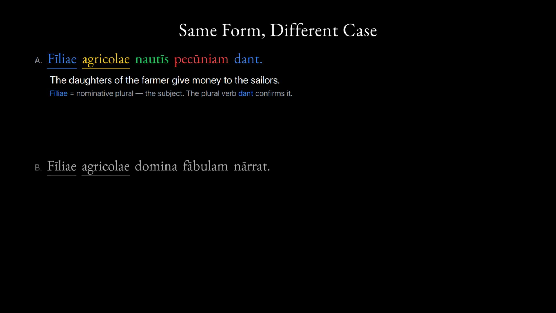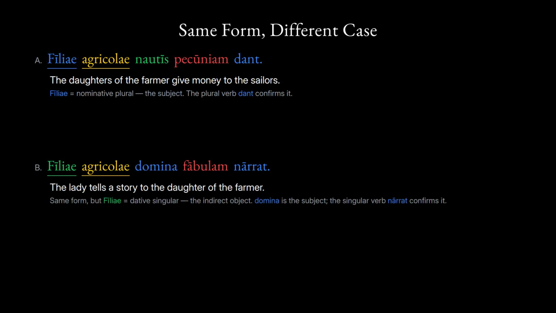Now translate. Filiae agricolae domina fabulam narrat. The lady tells a story to the daughter of the farmer. This time, that same opening word is dative singular, the indirect object. A different word is the subject, and the singular verb confirms it. Same ending, different case. Context decides.